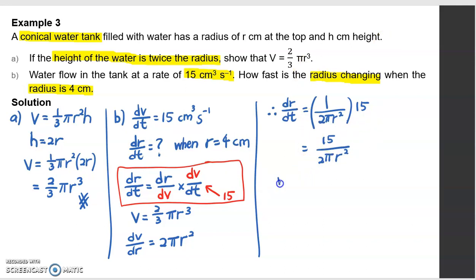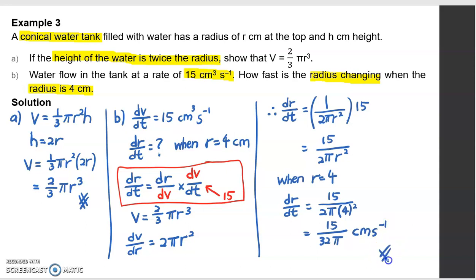So finally, when r is equal to 4, dr over dt will be equal to 15 over 2 pi. Our radius is 4, so it's 4 squared. So here is 15 over 4 squared, which is 16, multiplied by 2 is 32 pi. Since this is radius, the unit is going to be cm, so centimeters per second. So this will be our answer.